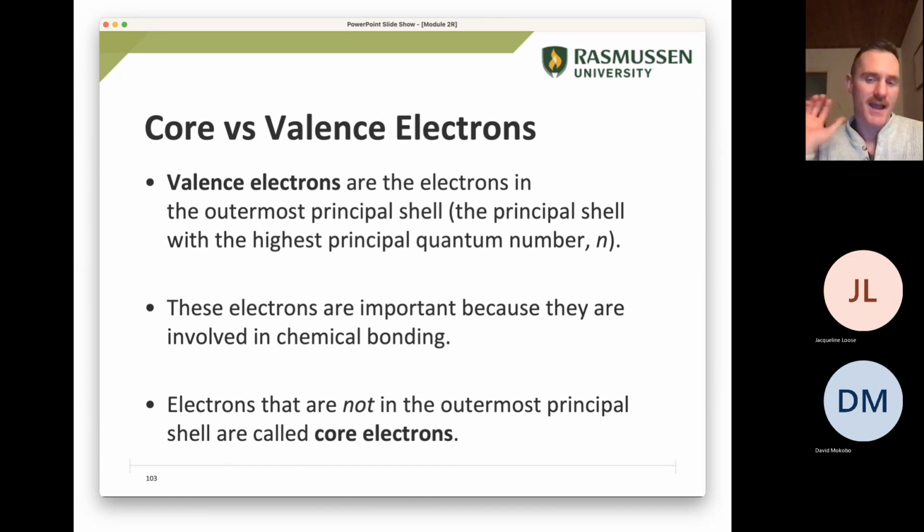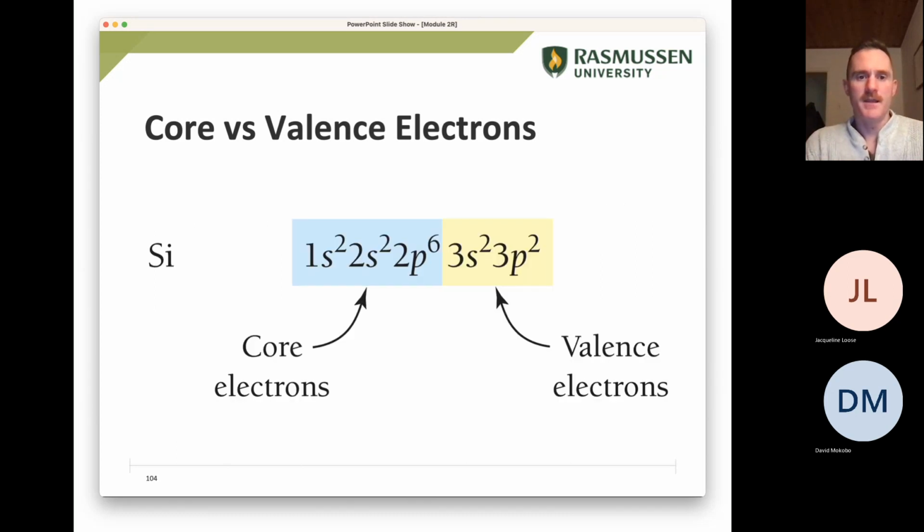Electrons that are not on the outside, they're not in the outermost principal quantum number or principal shell. They're not the farthest, highest energy ones. The ones that aren't these really outer electrons are called core electrons. So you can look and note which ones are core and which ones are valence, because all of your core electrons are going to have the lower principal quantum numbers. In silicon, it's the ones in the first and second principal quantum number. And your valence electrons are the ones in the higher principal quantum number, the ones associated with the third principal quantum number, because it's the highest, right?